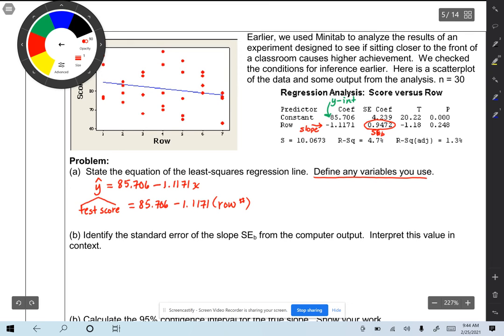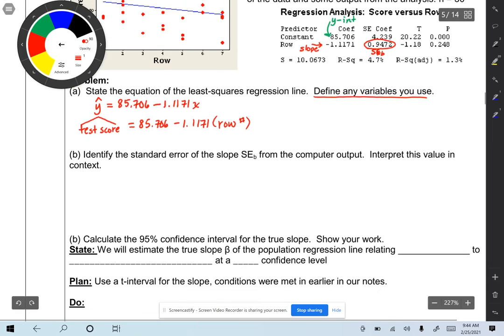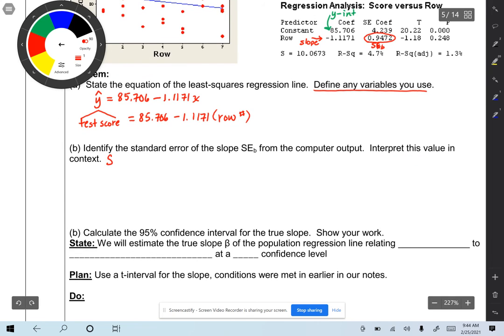B, identify the standard error of the slope from the computer output. Interpret this value in context. So the standard error of our slope is 0.9472. And interpreting that is key because, again, students miss interpretations.